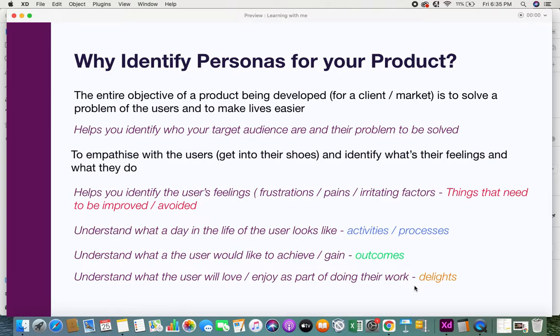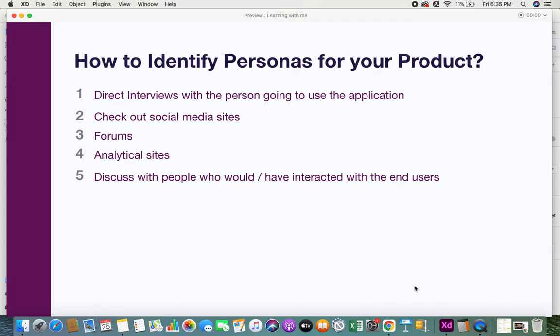What are they expecting? Now that you know how important it is to identify personas and the benefits of it, how do you actually identify them? There are some ways. One is direct interviews with the person going to use the application. If a client comes to you with some problems and wants a solution, you can directly interview the people who need that application. That's one way of identifying a persona and empathizing with them.